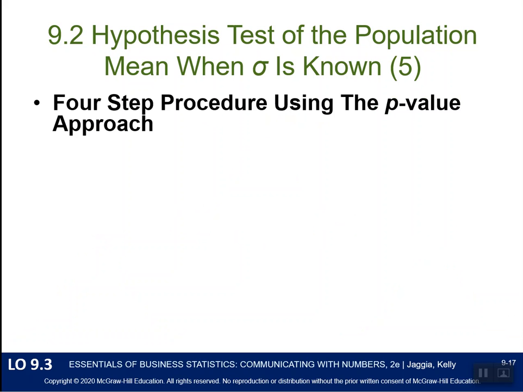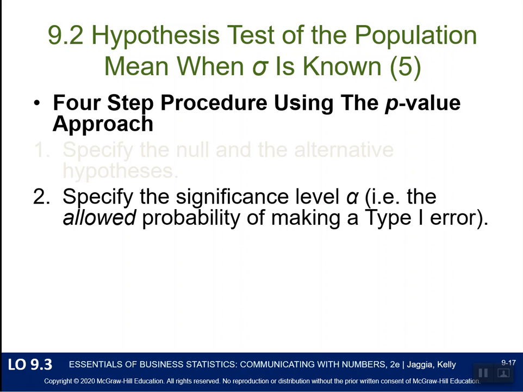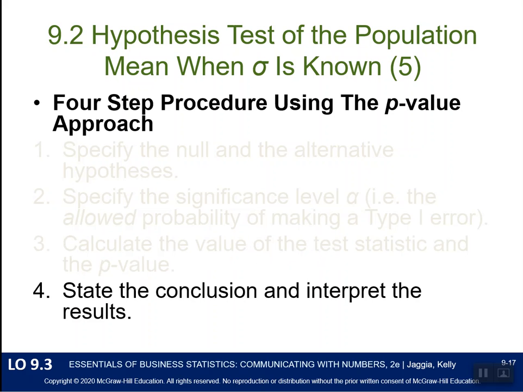So we've got a 4-step procedure to use the p-value. First of all, we specify our null and alternative hypotheses. We specify the significance level, so is it 1%, 5%, 10%? What probability are we willing to accept that we've made a type 1 error? We're going to calculate the value of the test statistic and then the p-value, and then we'll state the conclusion and interpret the results. This is really important. I don't want you to just stop at step 3. It's really important that you are then able to state the conclusion and interpret the results correctly as well.